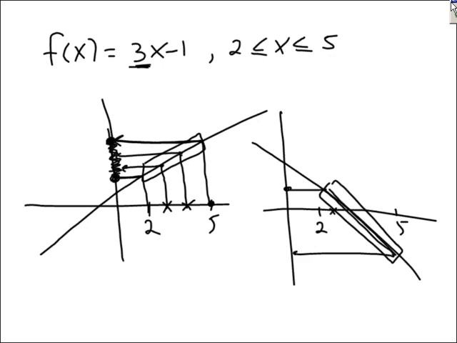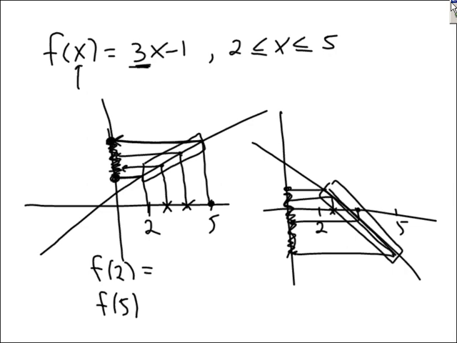For this x value, we get back that y value. For the x value here, we get back that y value. In fact, we get back all of these y values. That is, why not find out what f for 2 is, and find out what f for 5 is, and say we get all values in between.